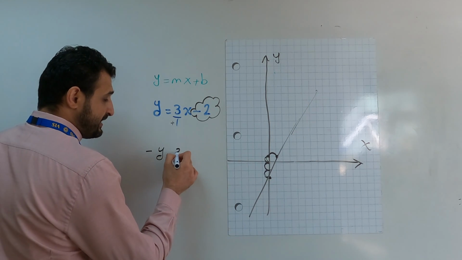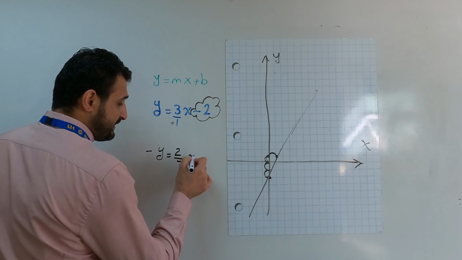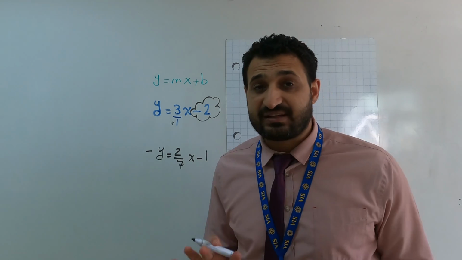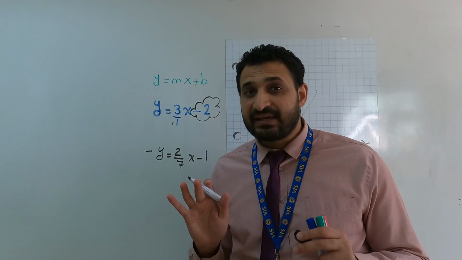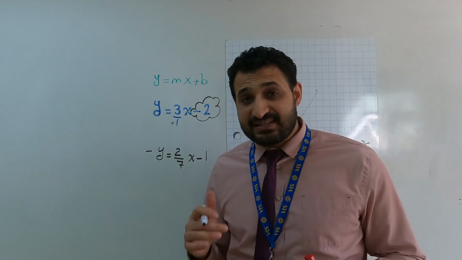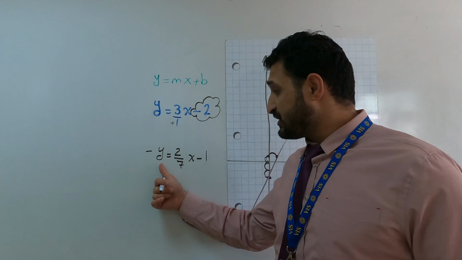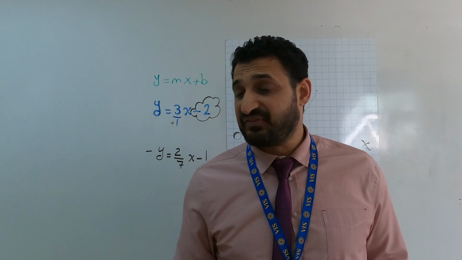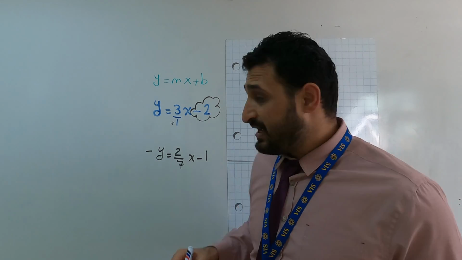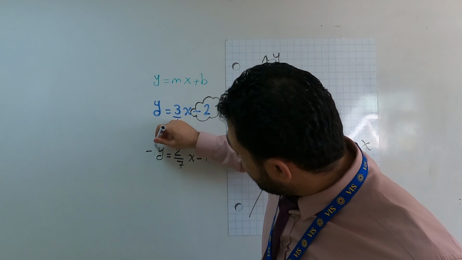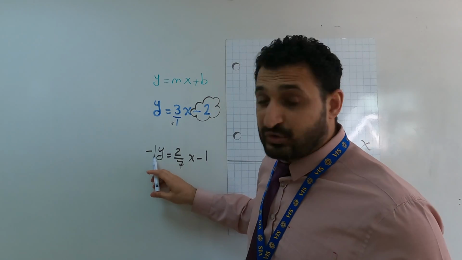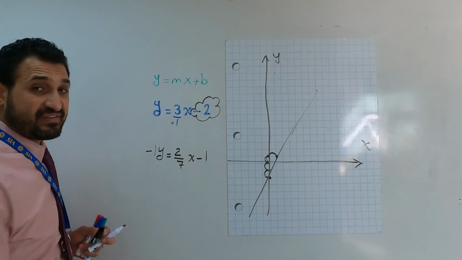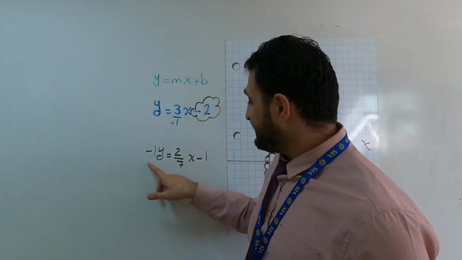It might be more complicated, for example like that: negative y equals 2 over 7 x minus 1. Just ask yourself before you start graphing, before you start doing anything, what form is that? Is it slope intercept form? Does it look like y equals mx plus b? Actually it looks like it, but there is one thing different here. There is a negative sign before y. That means there's a number here, but it's hidden. We don't write the number 1 before y because it means 1y. So here it's negative 1y.